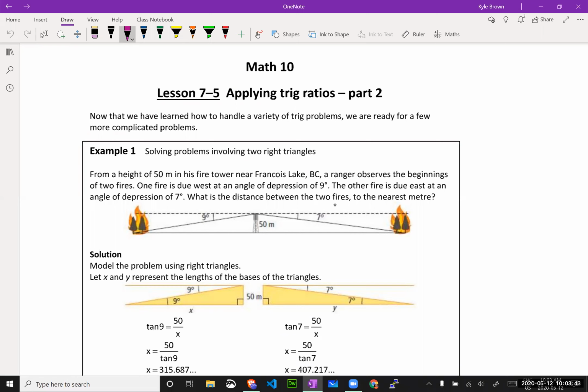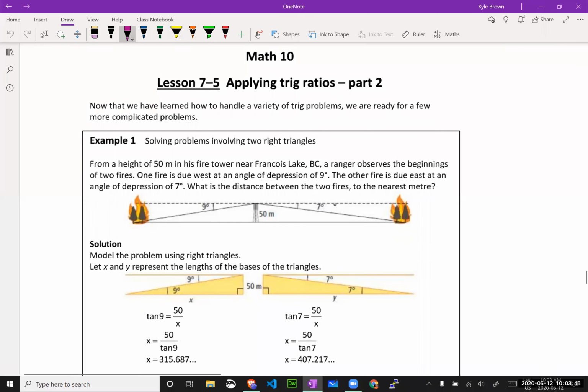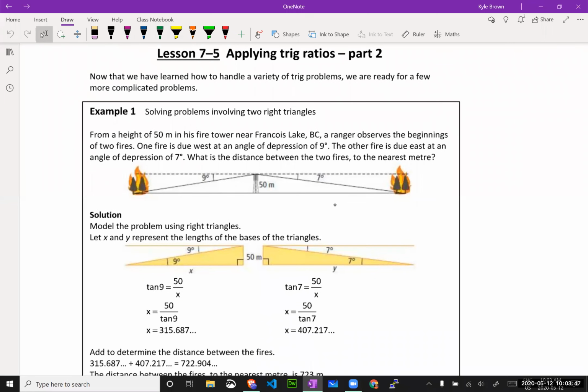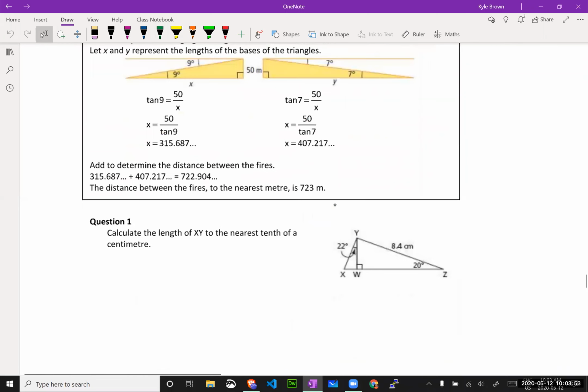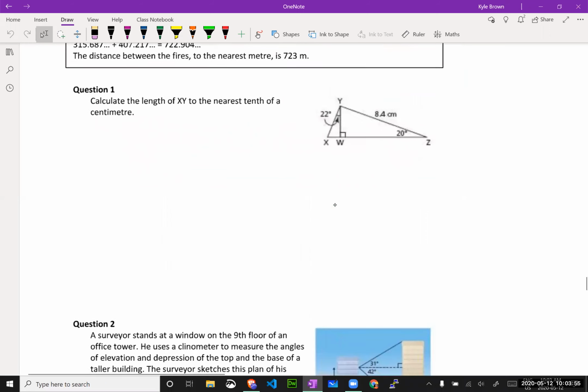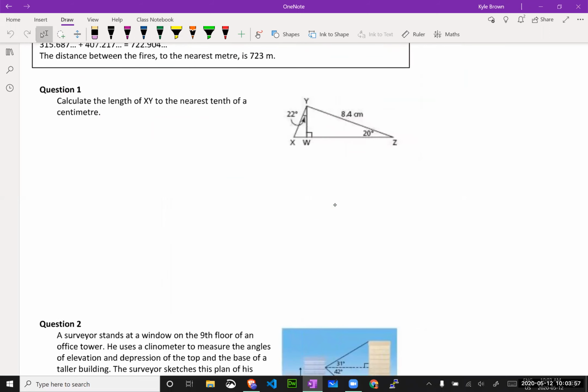7.5, applying trig ratios, part 2. All right, so like I was saying, they're just a little bit more difficult now, right? There's just more pieces involved, but really we can just jump straight into some questions. So question 1 says, calculate the length of xy to the nearest tenth of a centimeter.